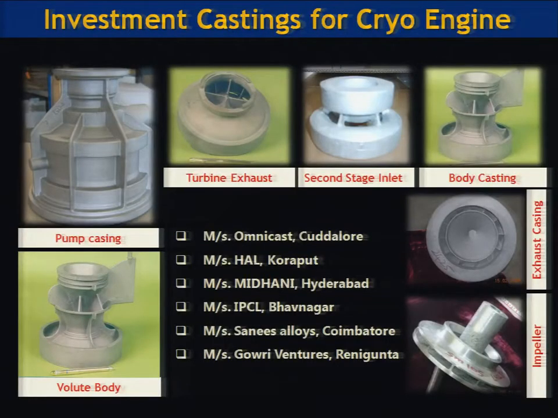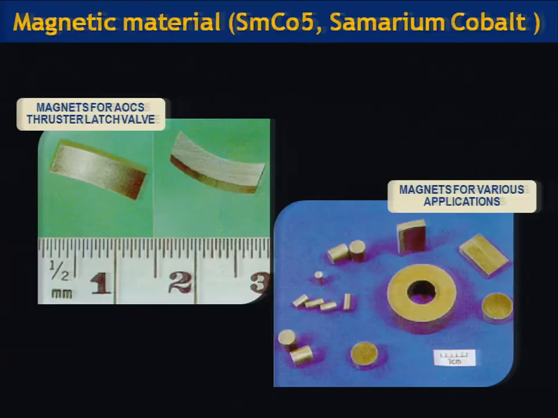Then this shows you some examples of the different types of pump casing that are used, turbine exhaust, then the second stage inlet, the body casting. And here, many of the companies involved are Omnicast, Kadalur, HAL, Koraput, IPCL, Bhavnagar. Then also in Coimbatore, you have Sunny's Alloys, and then Gauri Ventures at Renigunta.